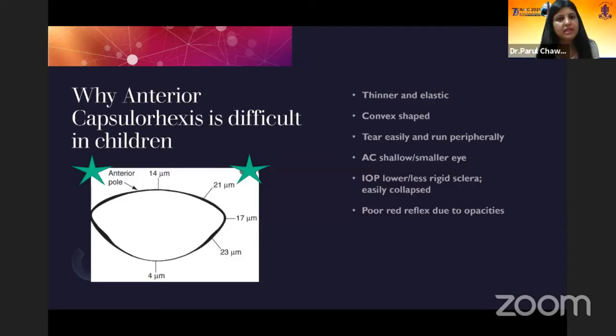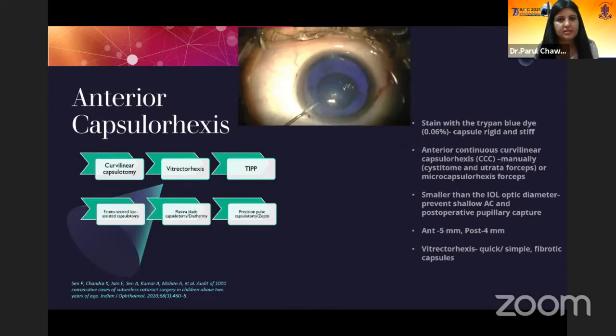Why is anterior capsulorhexis difficult in children? Because the capsule is thinner and elastic. It is a convex shaped lens. The capsule tears easily and runs peripherally. The AC is shallow. It's a smaller eye. The IOP is lower and there is less rigid sclera, which is easily collapsible. And there is a poor red reflex due to opacities.